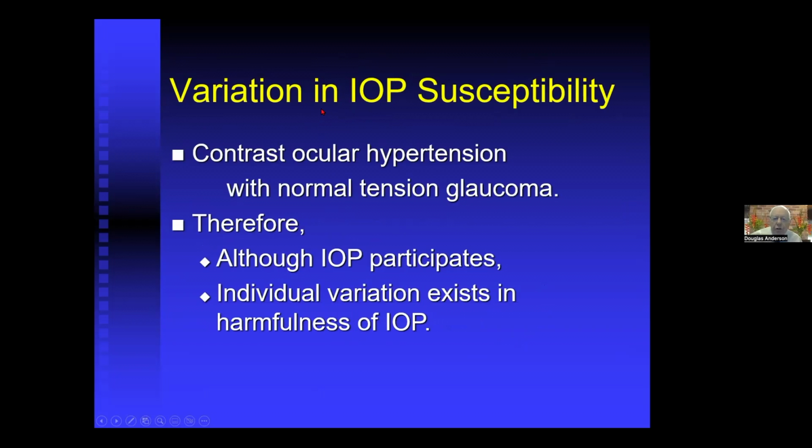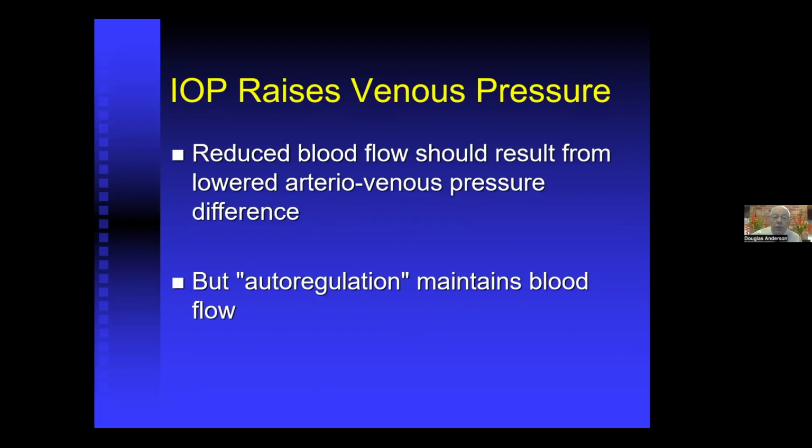There is a variation in ocular hypertension sensitivity. For example, you have normal tension glaucoma, but there's a normal tension glaucoma study that we'll get to that shows that if you lower the intraocular pressure, it helps some of the people anyway. And so although the pressure participates, there's a lot of individual variation about how harmful it is. That's the message from here. Blood flow should be lowered when there's an arteriovenous pressure difference that's reduced, but autoregulation maintains the blood flow, at least in some people and at least some of the time.